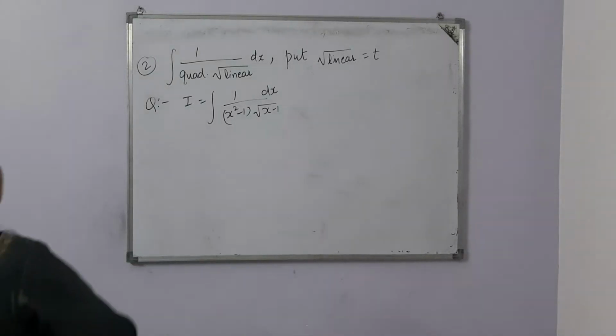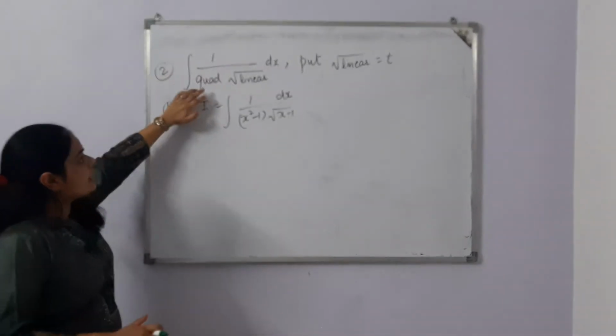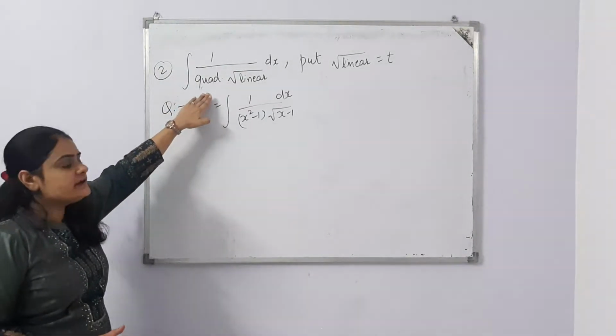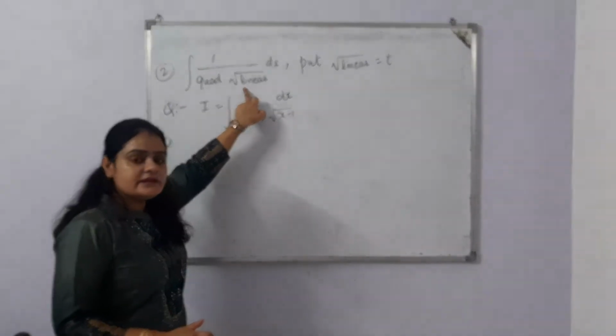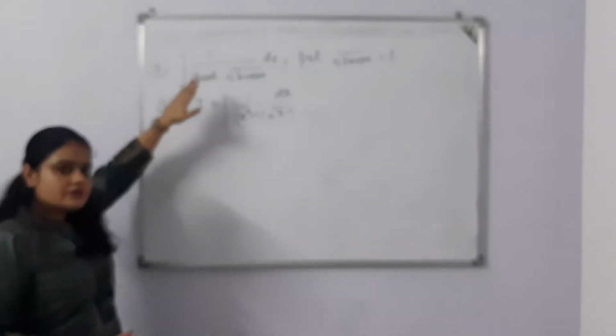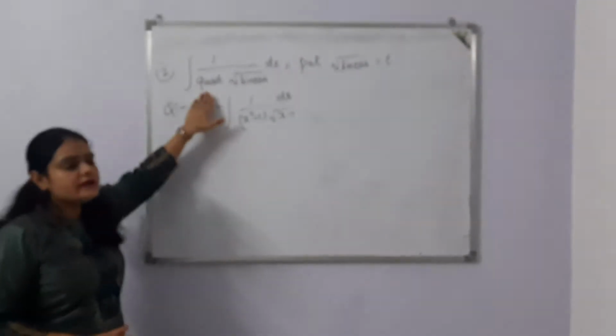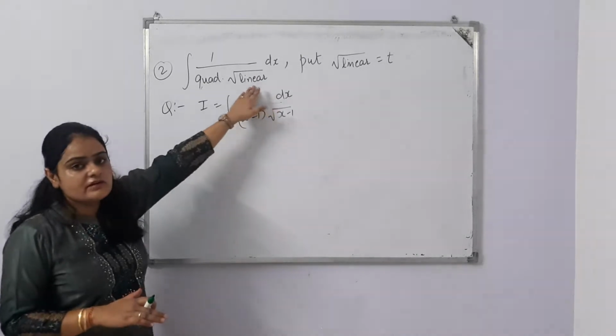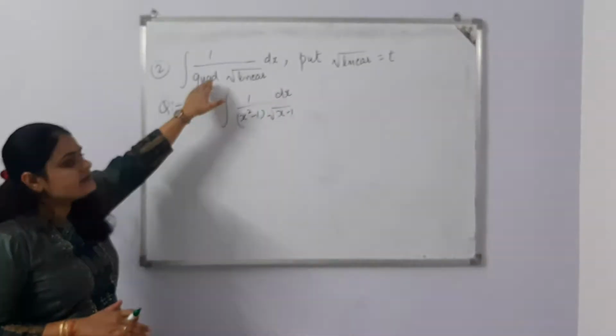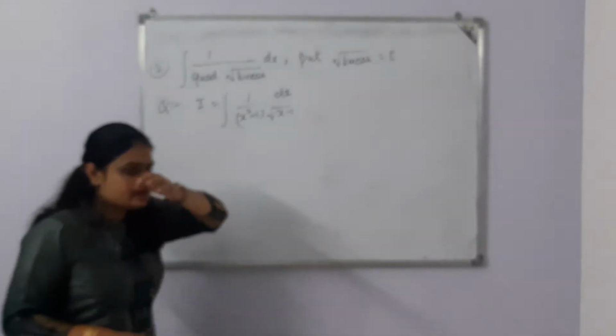The next type is where we have a constant in the numerator, a quadratic function in the denominator, and a linear function under the root. Before that, we did a constant in the numerator, with a linear function outside and a linear function inside under the root. So here, a quadratic function is outside and a linear function is inside. We'll substitute the under-root linear expression equal to t.